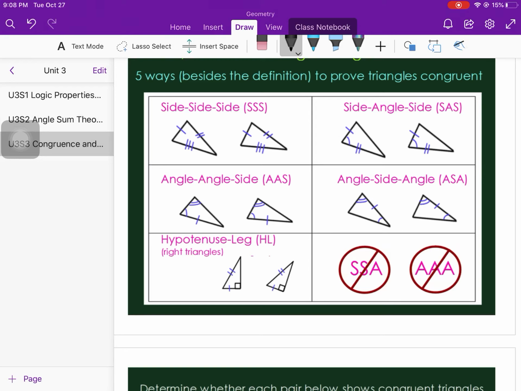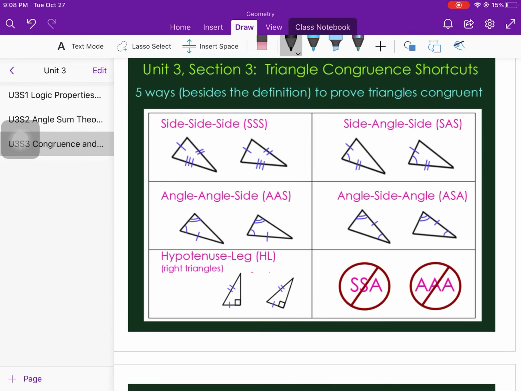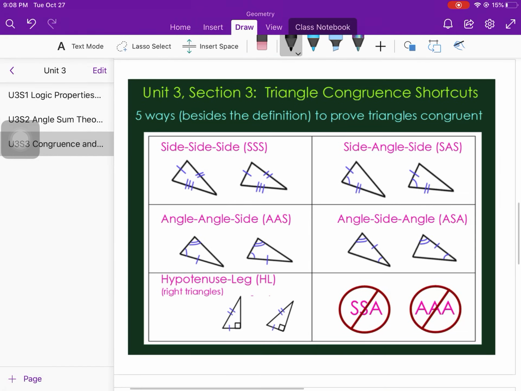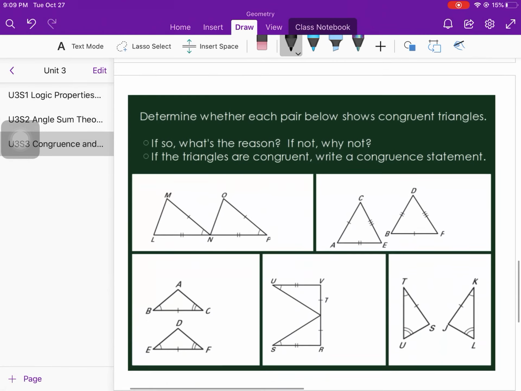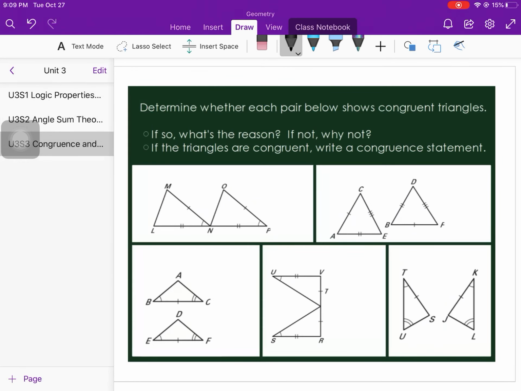And lastly, we have this special one that's only for right triangles. It's called the hypotenuse leg shortcut. Hypotenuse is the longest side of a right triangle. It's always across from the right angle. And then the leg is just any of the other sides, but it has to be matching for both triangles. And then there are 2 shortcuts that do not work. And I'll explain why these 2 don't work in class. So make sure that we are not using either of these, the SSA or the AAA. Those ones do not work. These are the 5 shortcuts we want to use.